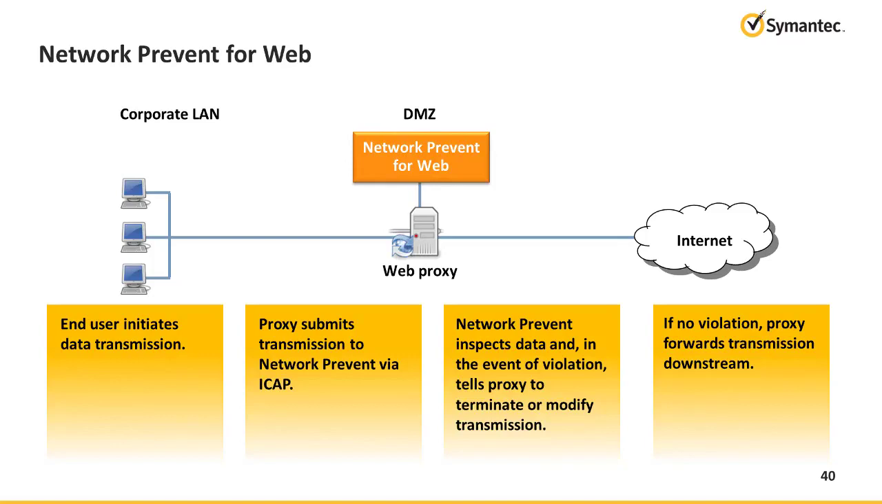Network Prevent for Web can also process an organization's outgoing as well as incoming transactions. For outgoing HTTP or HTTPS requests, such as web emails or blog posts, for instance, Network Prevent for Web can monitor, block, or perform content removal on these requests. It can also monitor or block FTP requests.